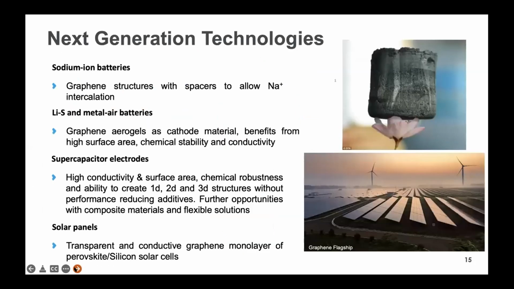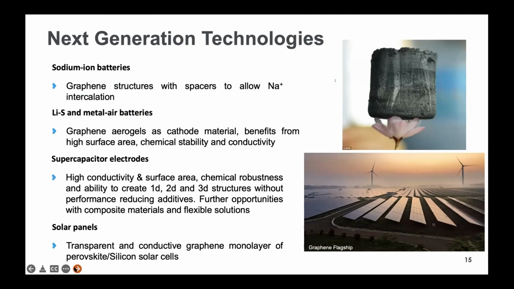So just before I conclude, I'll talk a little bit about next generation technologies, because lithium-ion batteries are on the market. They are a market leader. Silicon is already available in some commercial batteries, maybe in the form of silicon oxide or silicon carbon composite. But there are many other battery technologies and energy storage technologies, and even energy generation technologies, where graphene can come into play. So just to highlight a few of them.